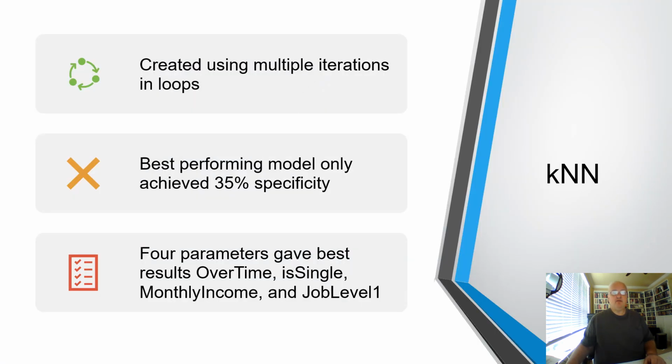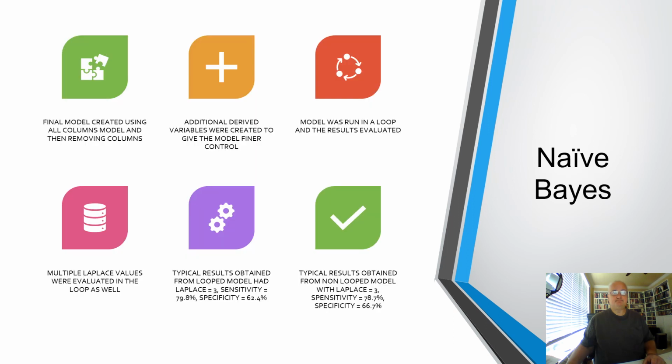For KNN, we created a model using a loop where we simply measured every variable against every other variable. We did this several times, first a 2 variable, then a 3 variable, and then took those things and tried to do it. The best we could do, though, was only a 35% specificity. The 4 parameters that ended up giving the best model were overtime, single, monthly income, and job level 1.